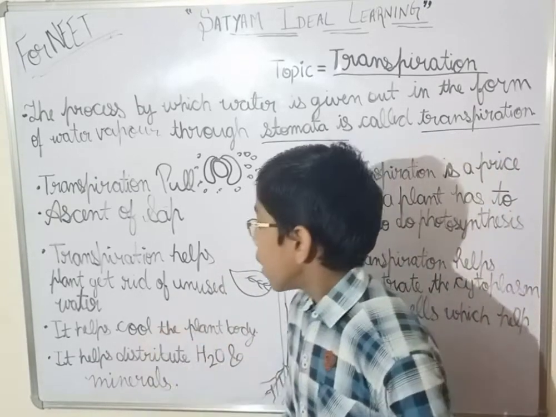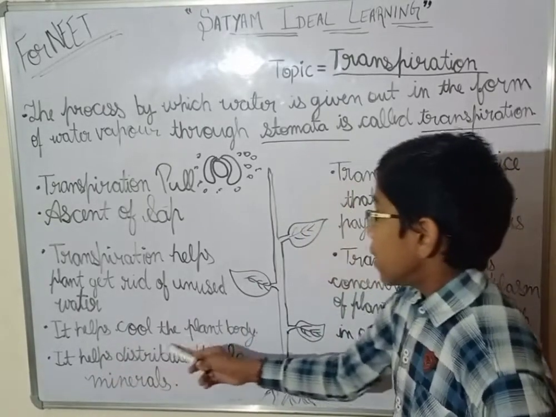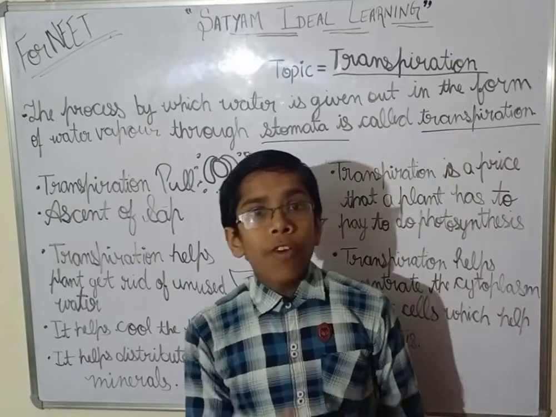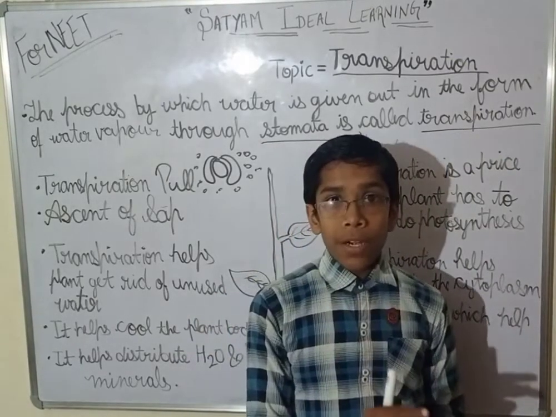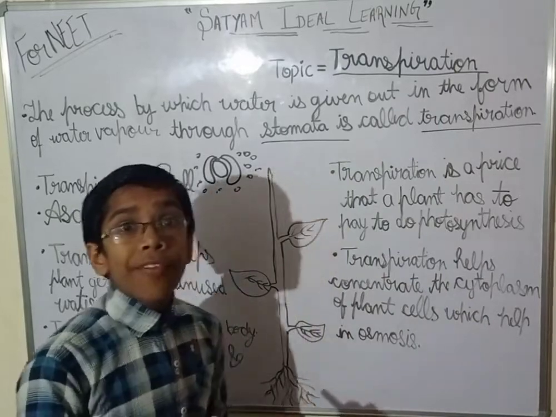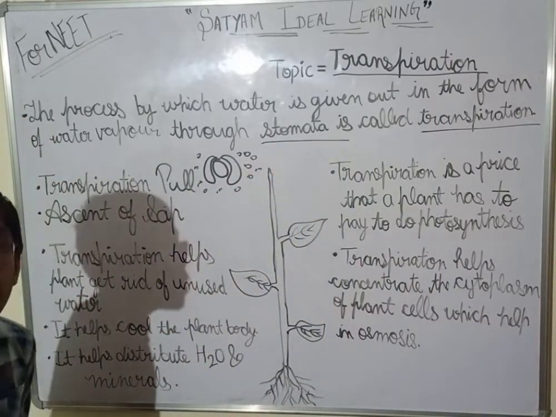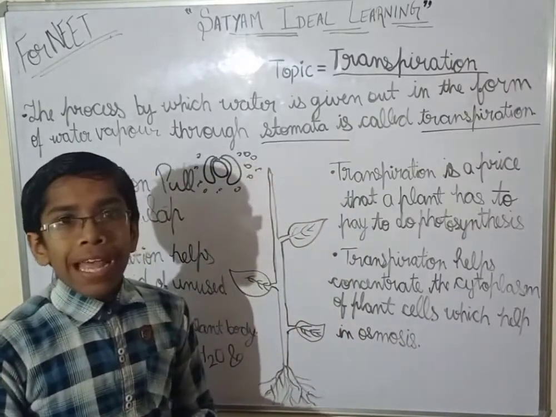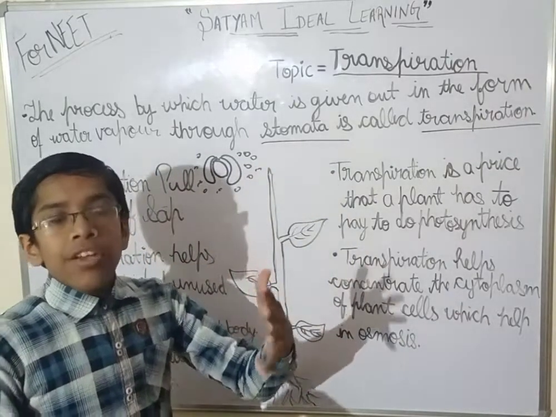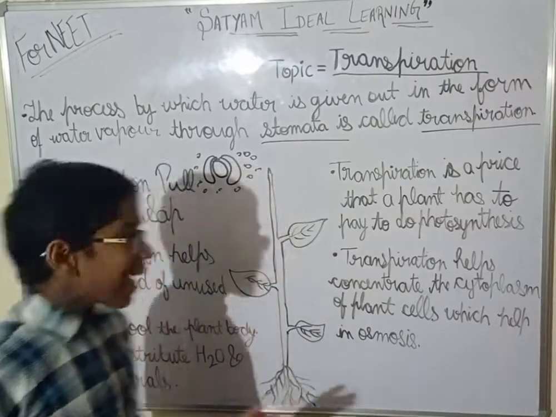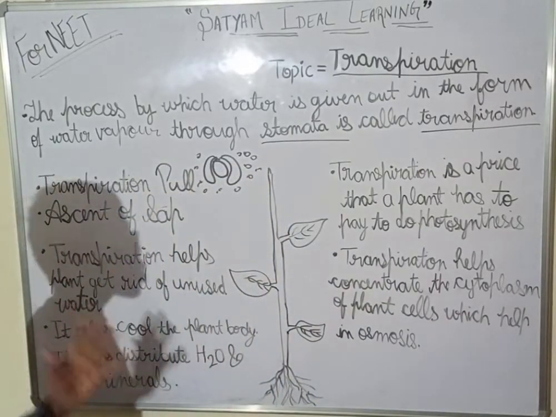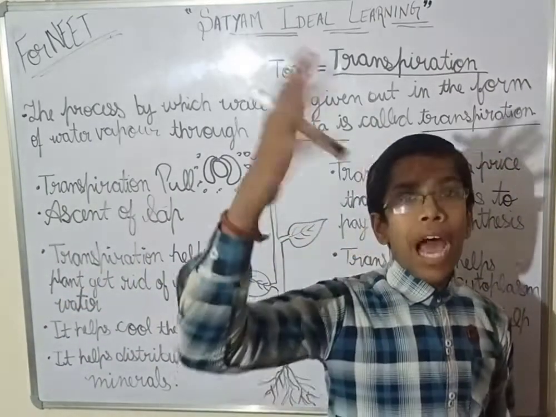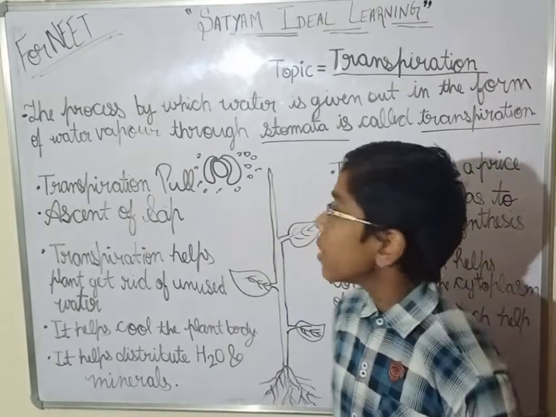Now it is clear. See, it helps in cooling the plant body. When transpiration occurs, the water in the form of water vapor goes out from the plant body, then the plant will feel cool. Like when you have sweat, and when the sweat vaporizes, you feel cool. That is how the plant also feels cool when the water changes into water vapor and is given out by the process of transpiration.